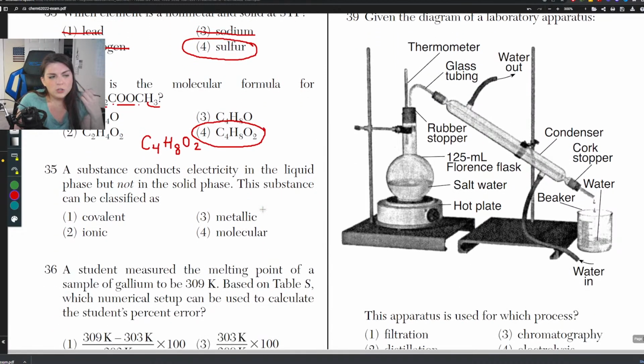35 also could have been a part A question. A substance conducts electricity in the liquid phase, but not in the solid phase. That is something that would have to be ionic.